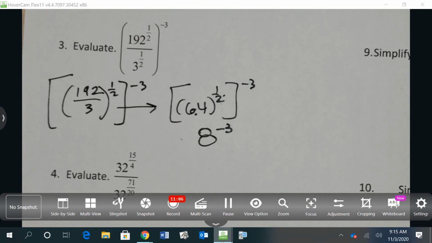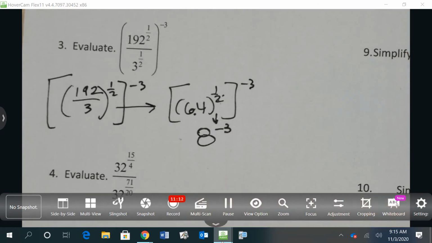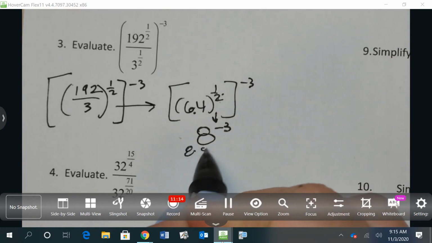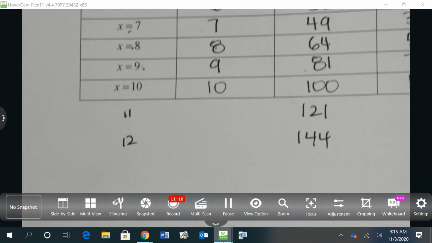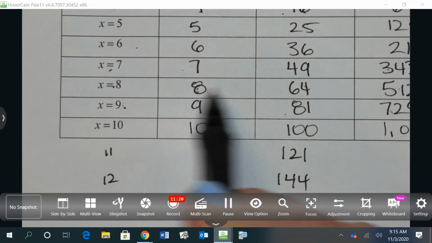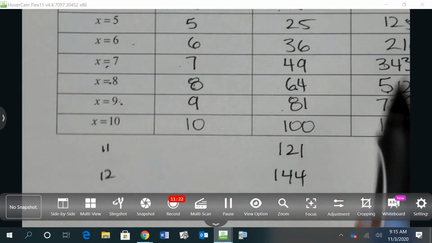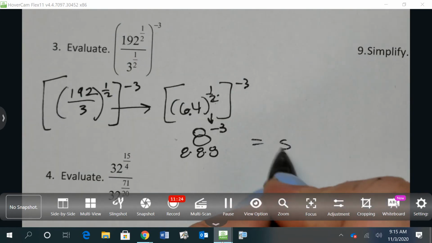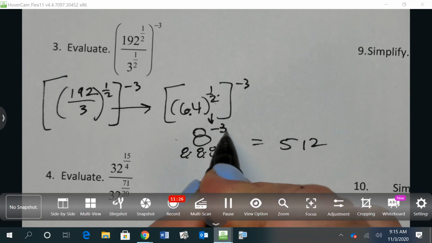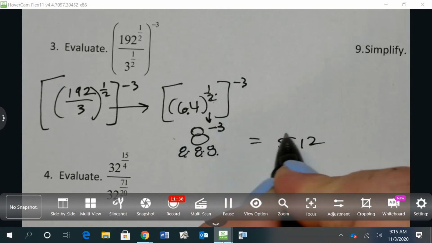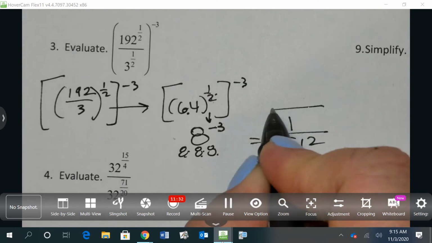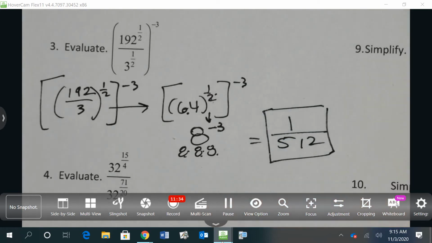Now, just like the first two problems that I did today, forget about this negative right now. This means 8 times itself 3 times. And we can use our table to quickly do that. So here's 8 to the first, to the second, and to the third. So it's 512. That's 8 times 8 times 8. And now what do we do with that negative sign? It does not mean I put a negative here. It means if it was on top, it now goes to the bottom, or vice versa. Done.